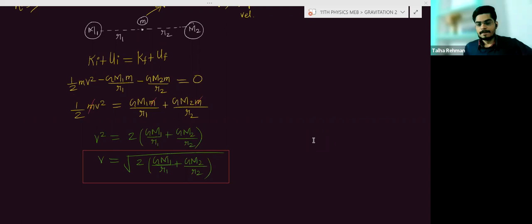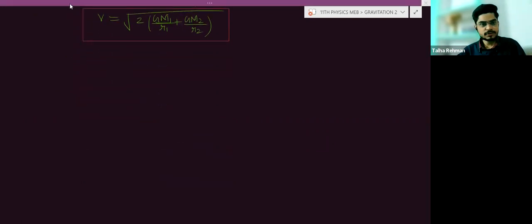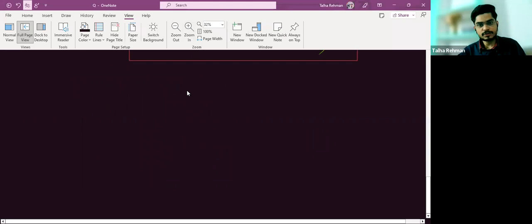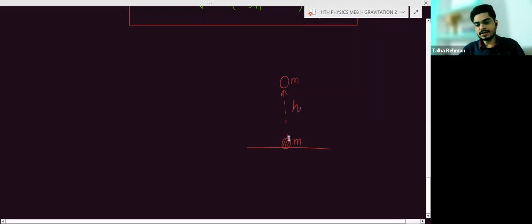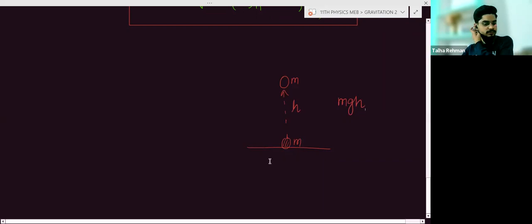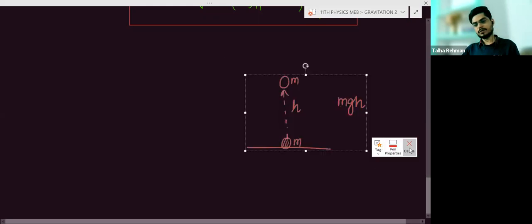Very good. But this can also be the answer, na? Means you can also say that if this is the earth surface, suppose I am taking one body of mass m to a height h. Now this mass m is here and this height is h. So we say the potential energy of this mass m when taken from the surface of the earth is mgh. So what is that? This thing we will clear today, okay?